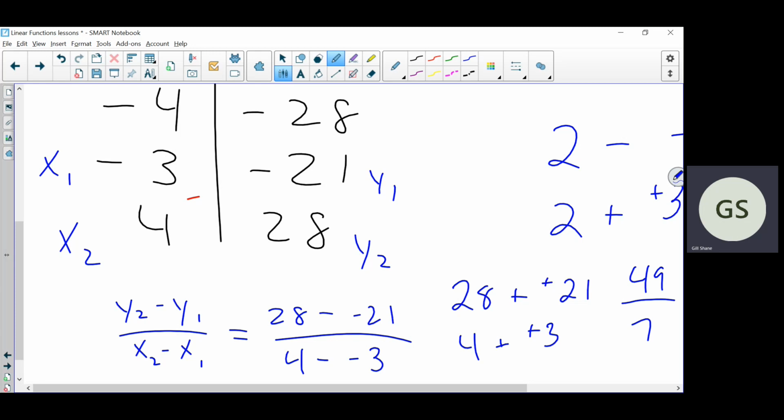6 divided by negative 1 is negative 6, right? Yes, I think that's number 2, if that's what you're getting. I believe that is correct.